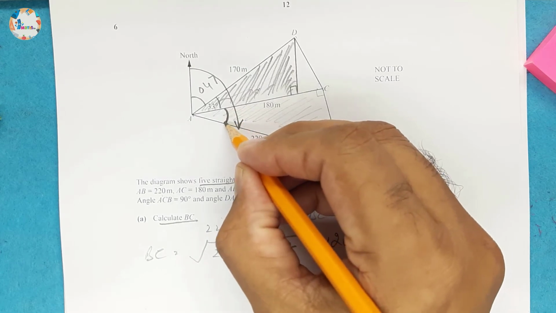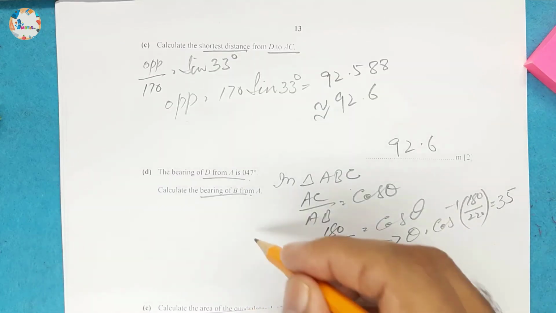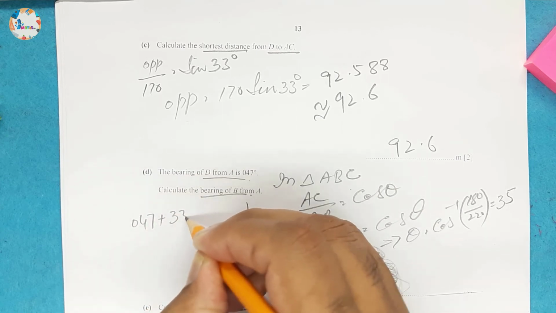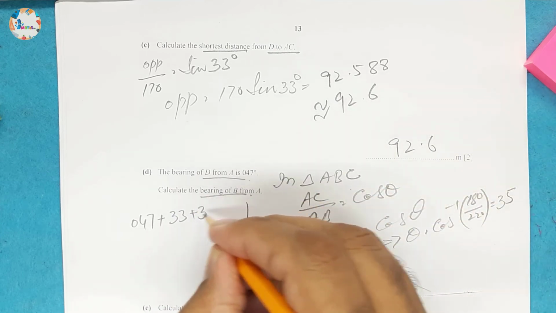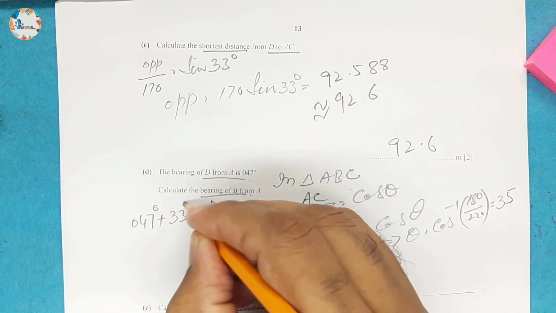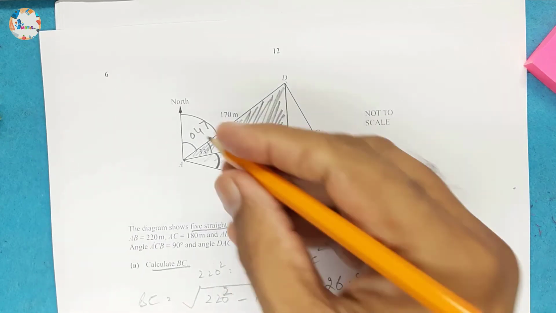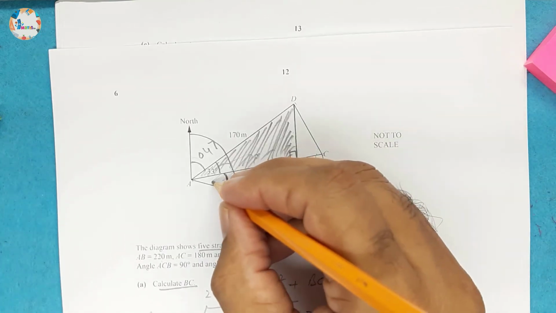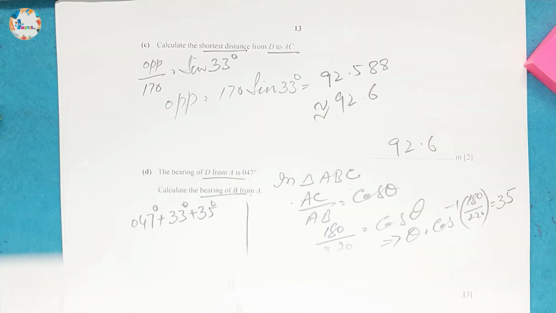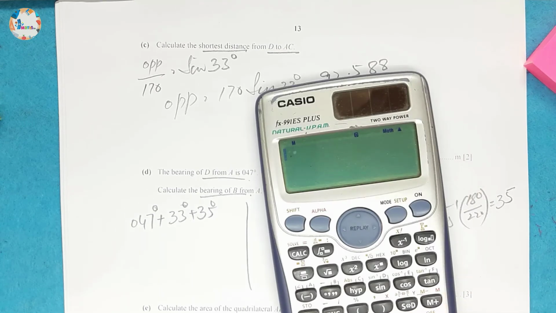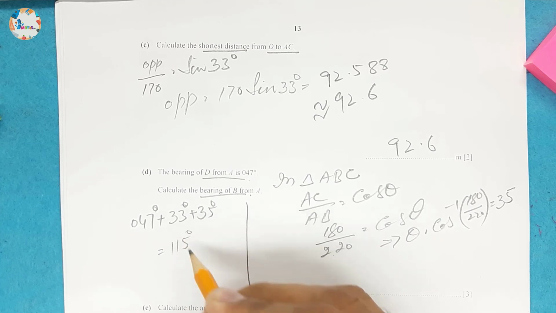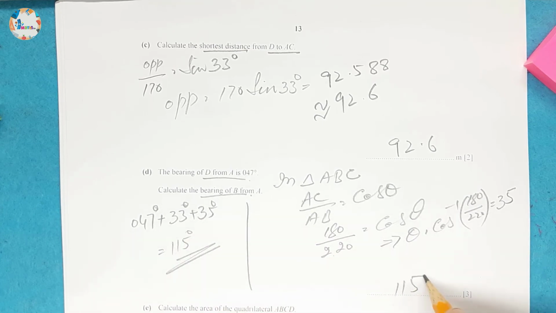This much is 35. So what will the bearing be? Bearing will be 047 plus 33 plus 35. This will be the bearing: 047 plus 33 plus this one which is 35. We just calculated this angle is 35. So adding these three angles, 47 plus 33 plus 35 will be equal to 115. So we can write here 115. This will be our answer, 115.